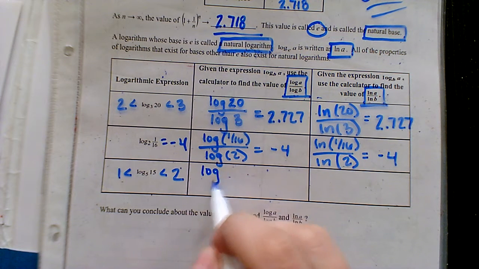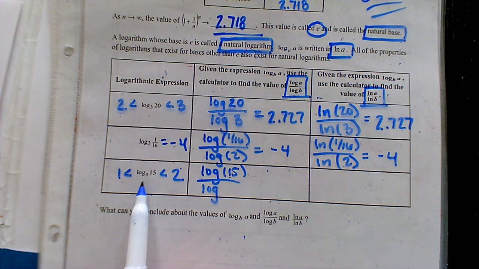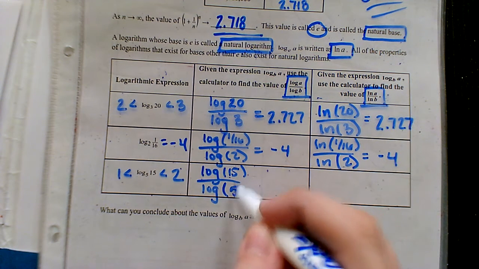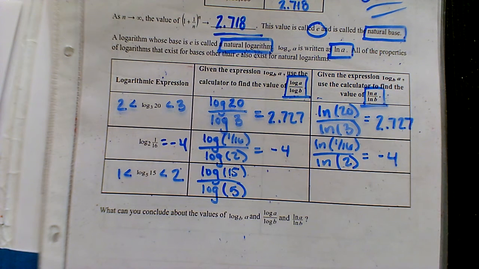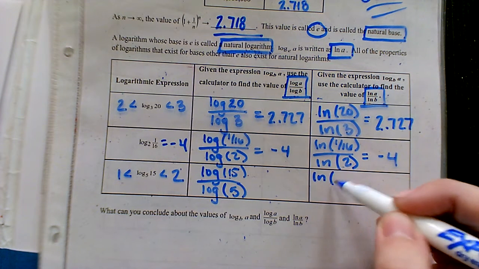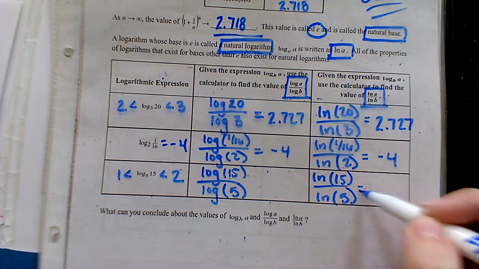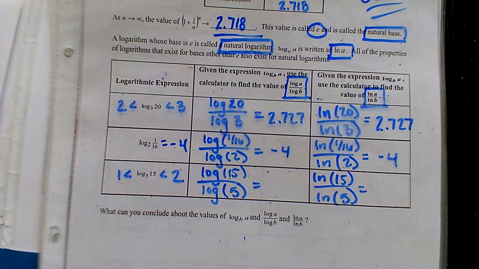Again, on your calculator, you have options. You can either change the base of 5 to a base of 10 using the common logs, or you could change the base of 5 to a base of e to use the natural logs. Either way, you should get the same answer. Something between 1 and 2 for this case.